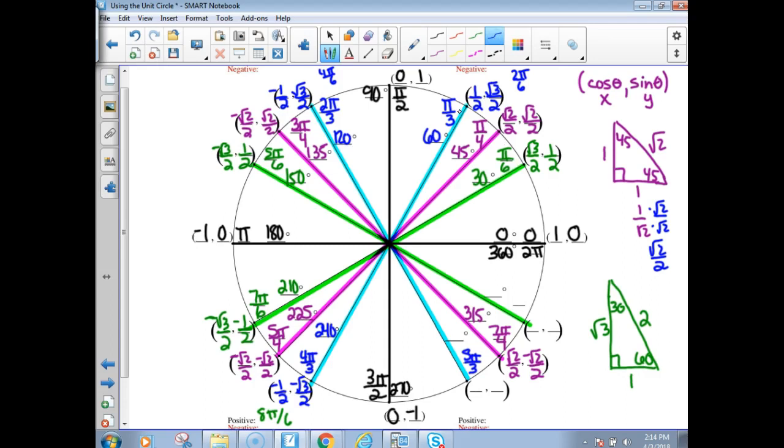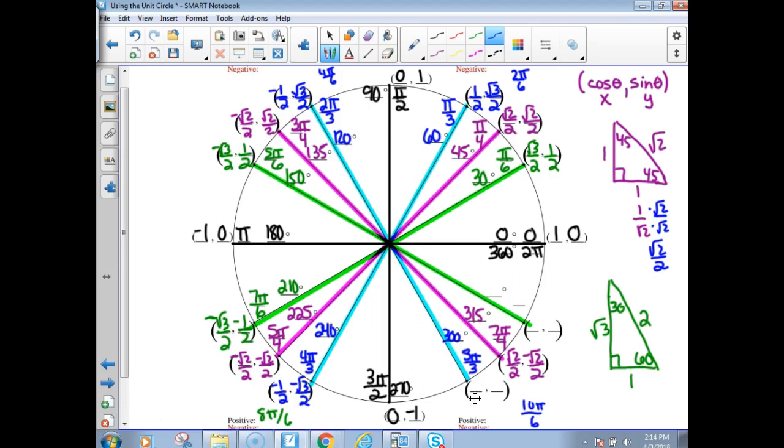1 pi over 6, 2 pi over 6, 3 pi over 6, 4 pi over 6, 5 pi over 6, 6 pi over 6, 7 pi over 6, 8 pi over 6, 9 pi over 6, 10 pi over 6, but we already labeled it 5 pi over 3, because that would be 10 pi over 6 reduced. Okay, we are still 60 degrees back from 360, so that's 300 degrees.